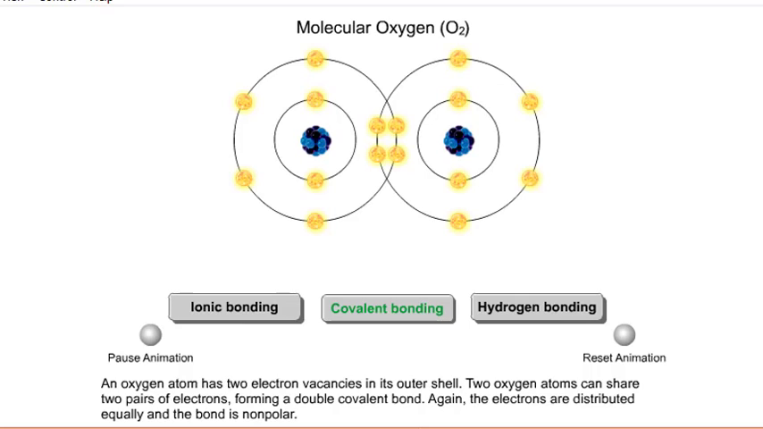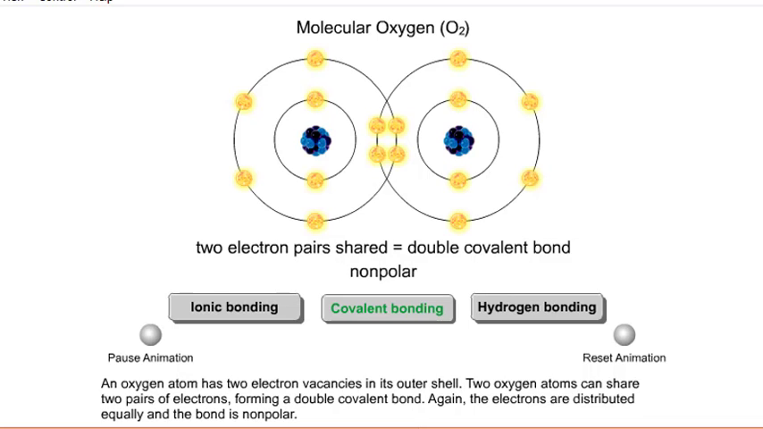An oxygen atom has two electron vacancies in its outer shell. Two oxygen atoms can share two pairs of electrons, forming a double covalent bond. Again, the electrons are distributed equally, and the bond is nonpolar.